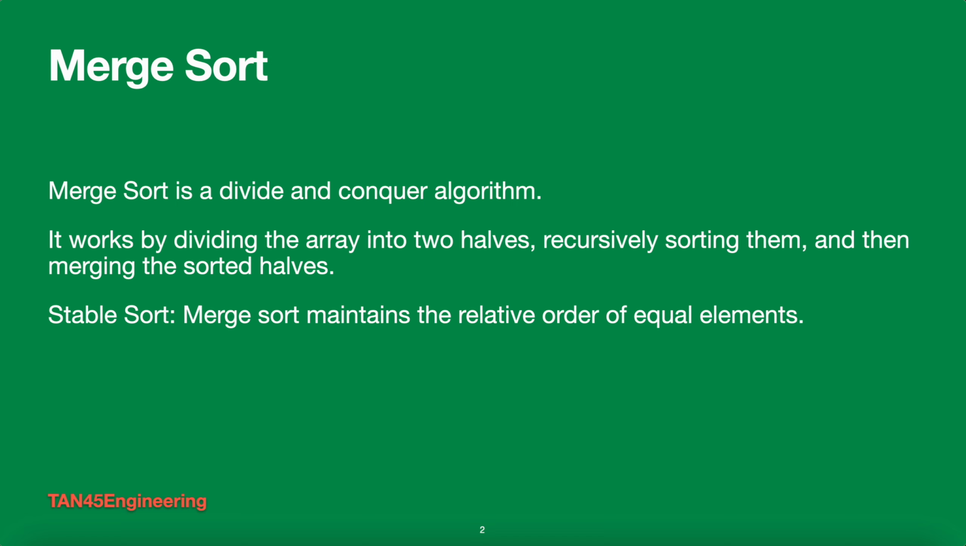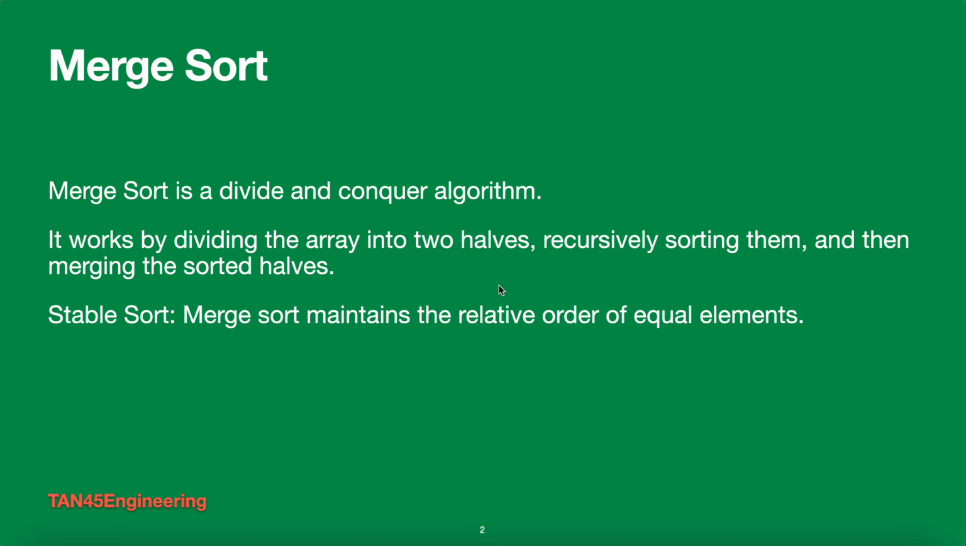Merge sort is a divide and conquer algorithm. It works by dividing the array into two halves, recursively sorting them, and then merging the sorted halves. It is a stable sort. Merge sort maintains the relative order of equal elements. I'll explain what it means.